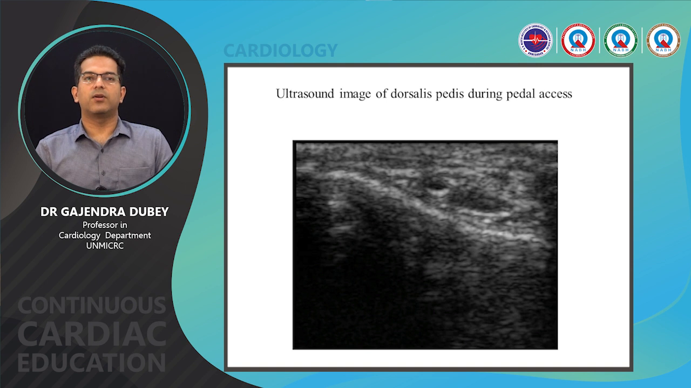So this is an ultrasound image of the dorsalis pedis. All the interventionists who are performing BTK interventions should be well versed with Doppler and ultrasound imaging of lower limb vessels, because it is pivotal to BTK interventions and to getting distal accesses. Without that, it is very difficult.